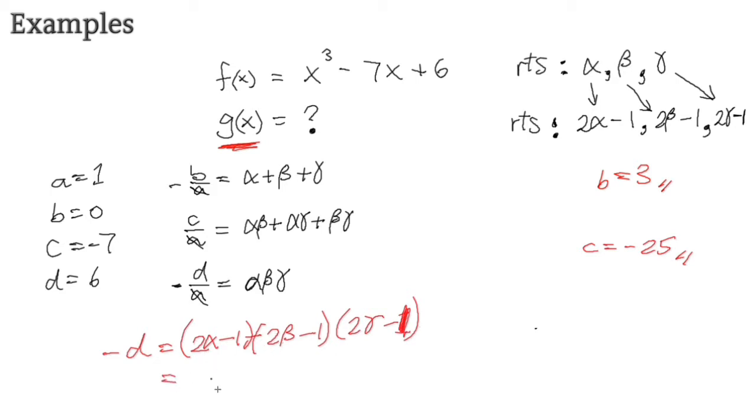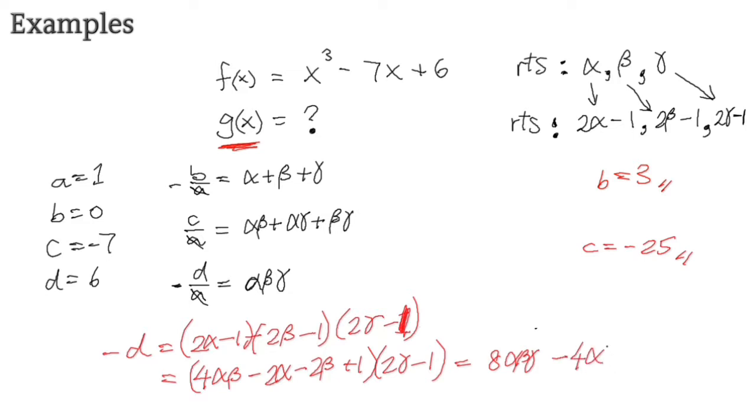So let's first expand the first one. We've got 4 alpha beta take 2 alpha take 2 beta plus 1 multiplied by 2 gamma take 1, which is also equal to 8 alpha beta gamma take 4 alpha gamma take 4 beta gamma take 2 gamma take 4 alpha beta add 2 alpha add 2 beta and take 1. So I've got this whole thing.